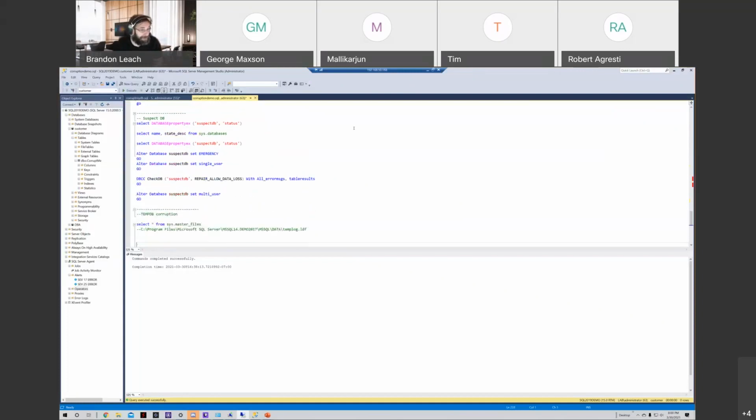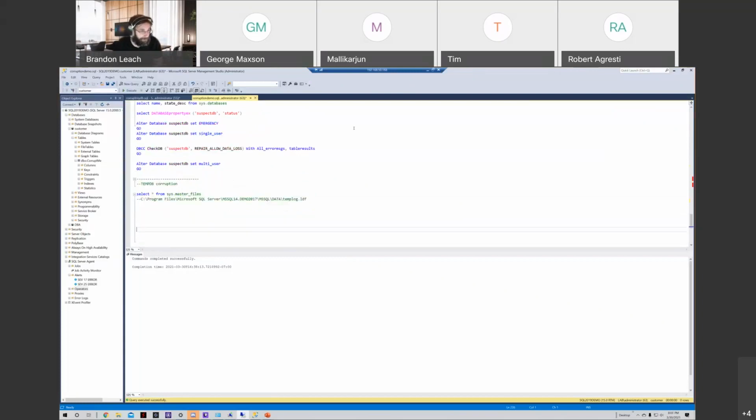Now, this is one of my favorites. TempDB corruption. Does anyone know what happens with TempDB on startup of SQL Server? It gets wiped out every time you restart SQL. Well, kind of. The contents get wiped out, but the files do not.